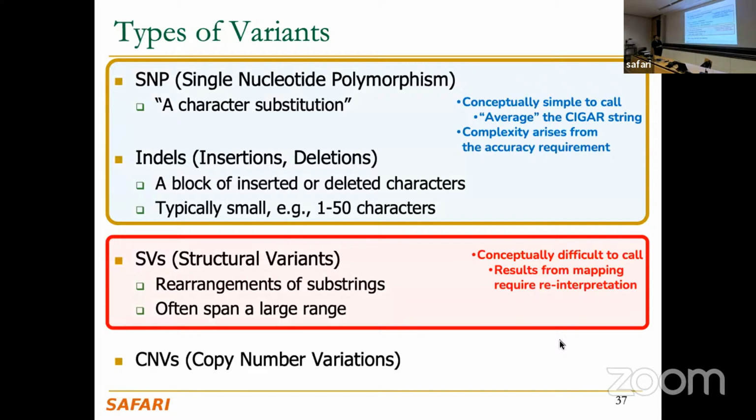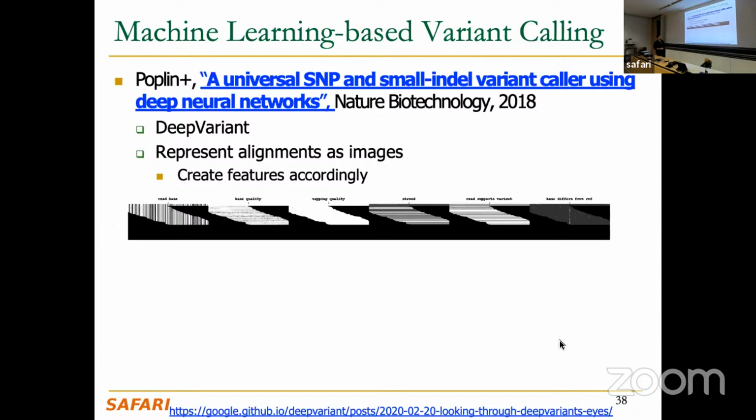So these are relatively simple problems to solve, and the structural variations are a relatively harder problem to solve, given the sequencing technology that we're using.